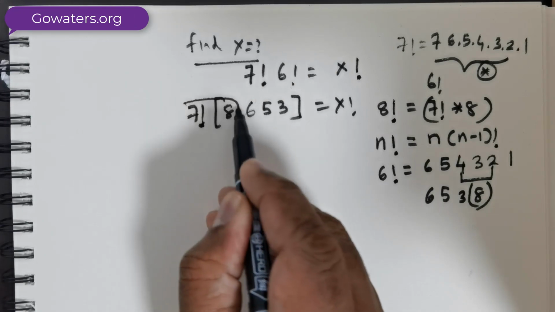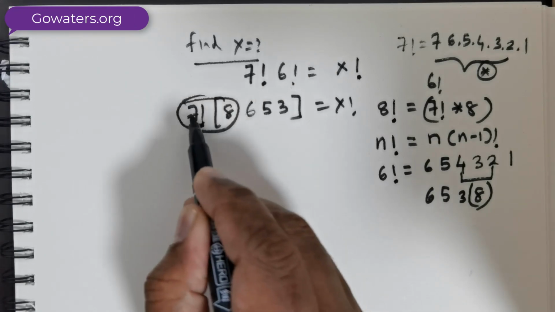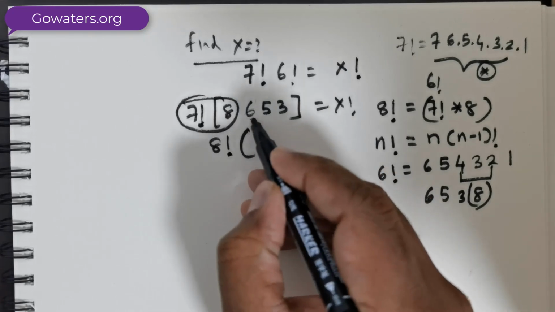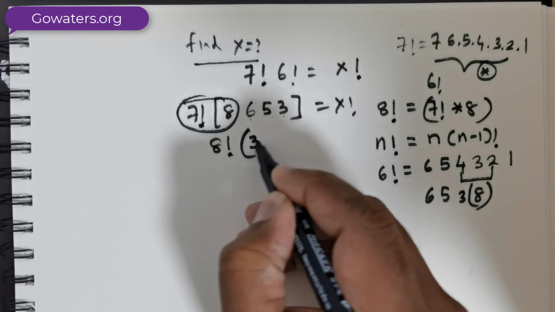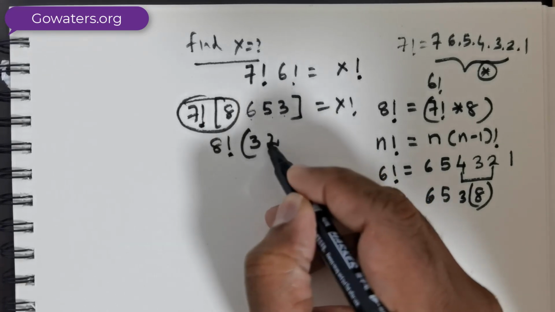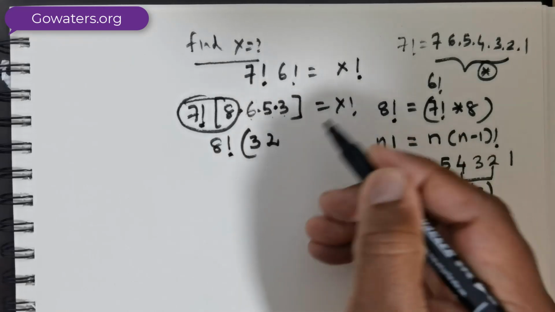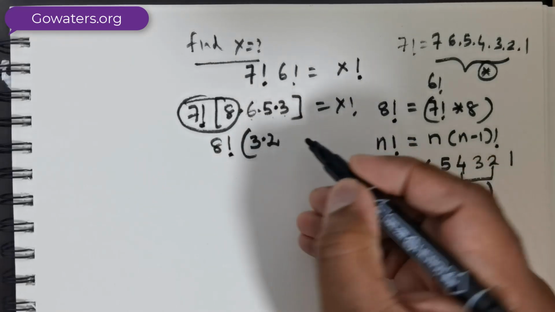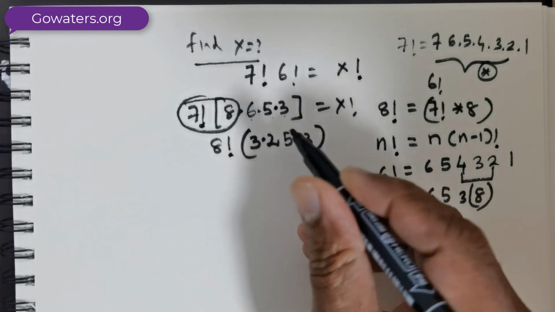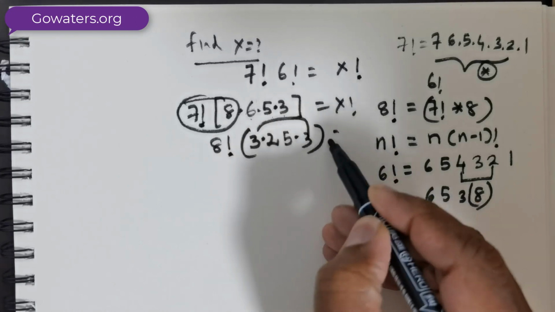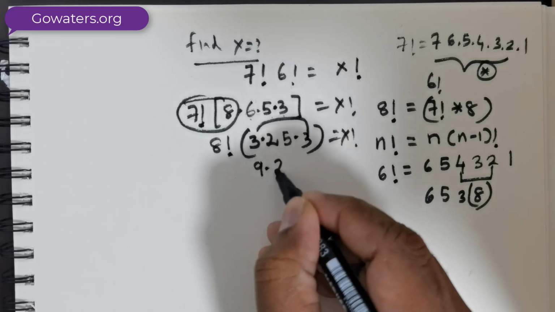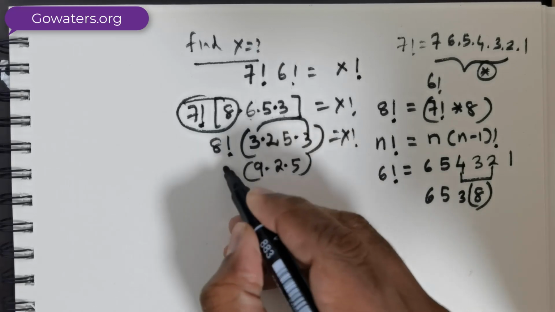Now these two can be clubbed together. So I got 8 into 7 factorial, which is nothing but 8 factorial. Now I got a 6 and a 5 and a 3. What I wish to do is split this 6 as 3 into 2. 3 twos are 6, so let me just place that product sign. So 3 into 2 is 6, and of course I got a 5 and a 3. Now I would like to club 3 into 3, which is going to be 9. So I got a 9 here, and then a 2 and a 5, and I've got 8 factorial here.